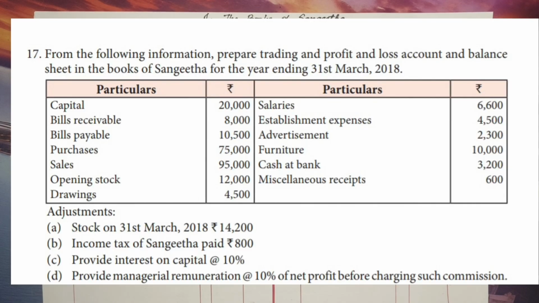Hi friends, today let's have a look at a final account sum with some interesting adjustments. Let's go into the sum. In this sum, we can see that they have asked us to prepare the trading and profit and loss account and the balance sheet of Sangeeta for the year ending 31st March 2018. So let's start with the format of the trading and profit and loss account.